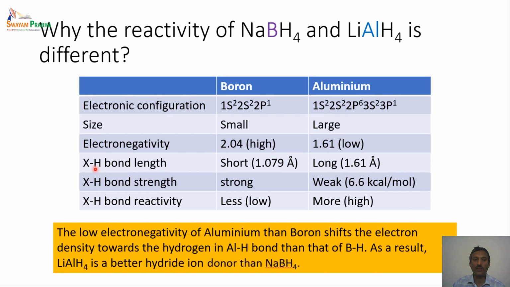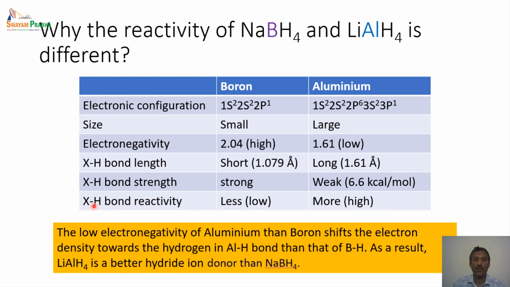And if you look at the XH bond length, the bond length is very short because it is more electronegative. So that's the reason the bond length here is very short, whereas in the case of aluminium, the aluminium hydrogen bond length is 1.61 angstrom. It is a little bit longer. So in other words, when the bonds are shorter, they are going to be strong. That's the reason the XH bond, that is the boron hydrogen bond, is strong, whereas the aluminium hydrogen bond is very weak.